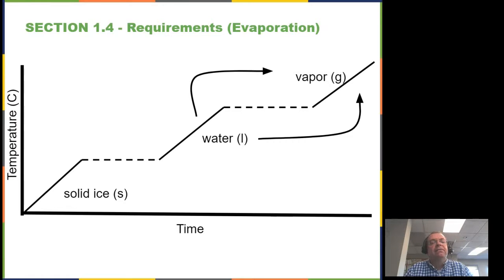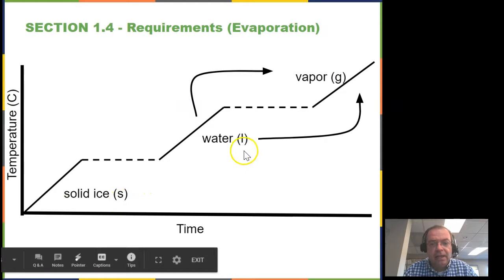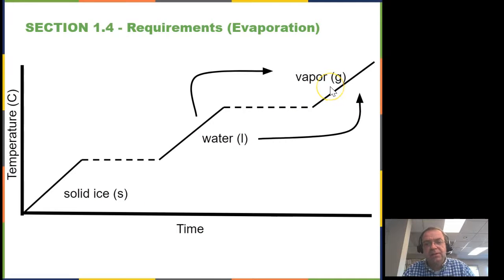This is called a phase change diagram. On the bottom we have time. That would be the independent variable on the x-axis. On the left-hand side we've got temperature, and that would be the dependent variable along the y-axis. An S with parentheses around it means solid. An L in parentheses, lowercase, means liquid. G with parentheses means gas. So this is a phase change diagram.